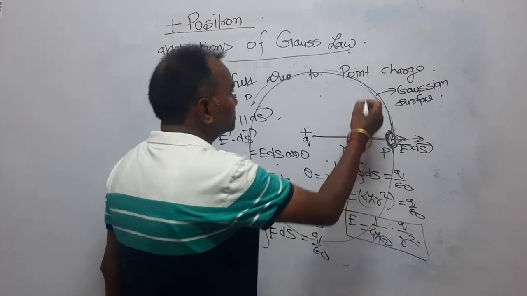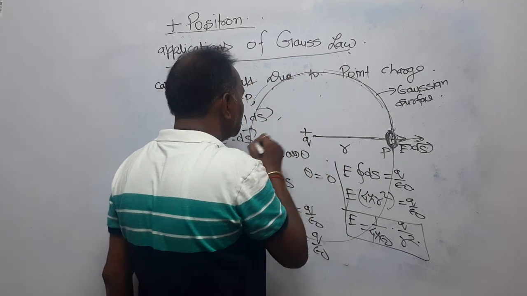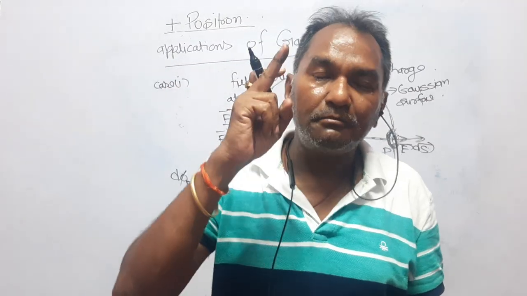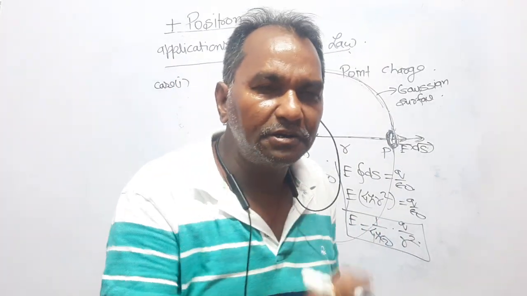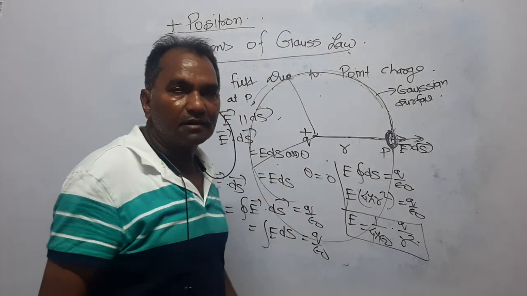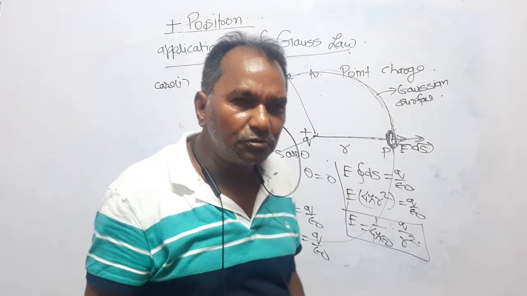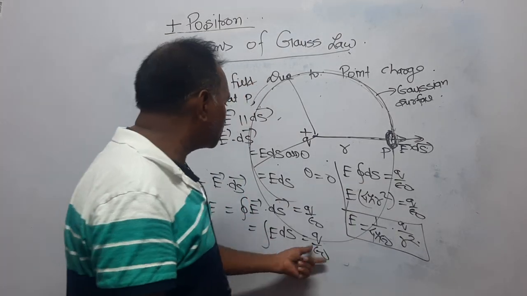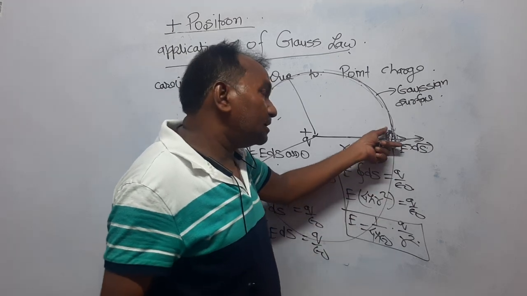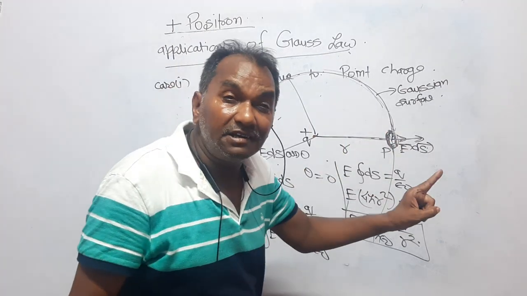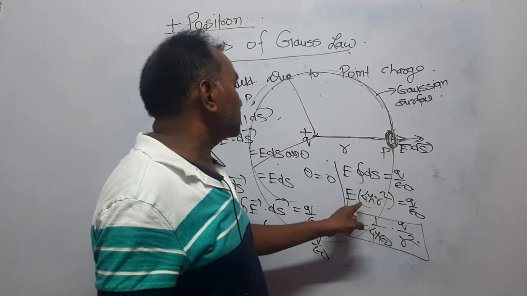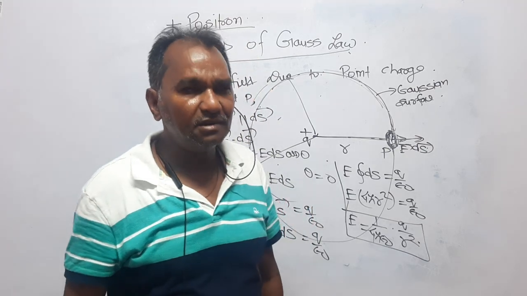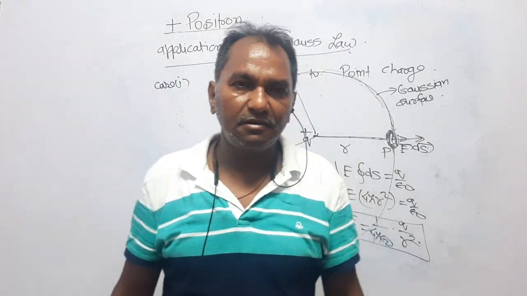Now dear students, all the points on this surface are at equal distance from the charge. It means the magnitude of electric field at every point of the sphere is a constant. So the constant can be taken easily out of the integration. E integral ds is equal to q upon epsilon naught. Dear students, ds is the area of the element. Integral ds is the area of the total sphere, that works out to be 4 pi r square. So E is equal to 1 upon 4 pi epsilon naught q upon r square.